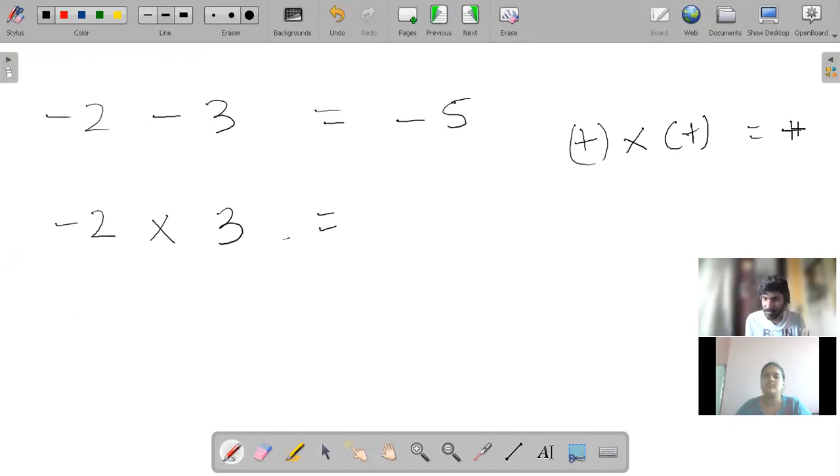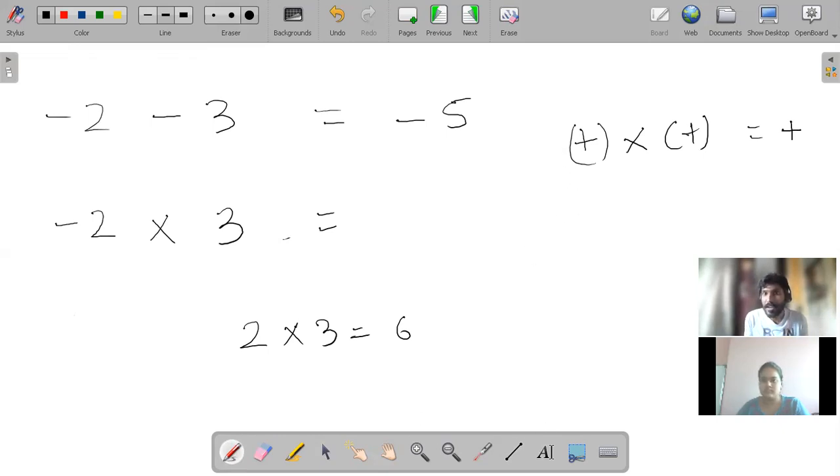This term is clear? Now listen to the words carefully. When you multiply a positive number with another positive number, your answer will also be positive. For example, when I say 2 into 3, both of them are positive, so your answer will be positive 6 or plus 6. This is fine, yes?